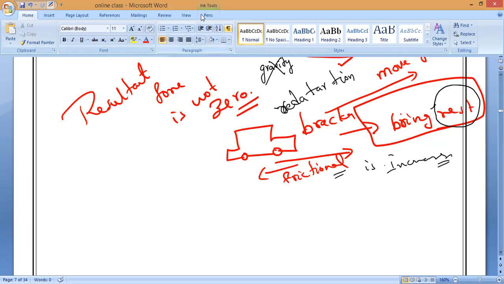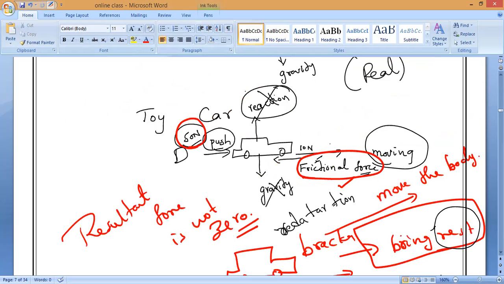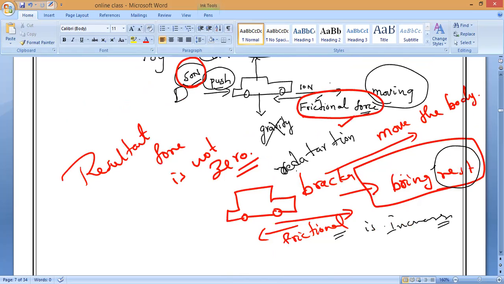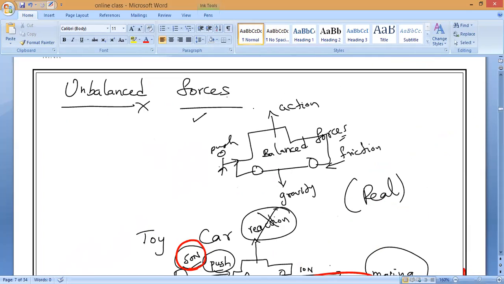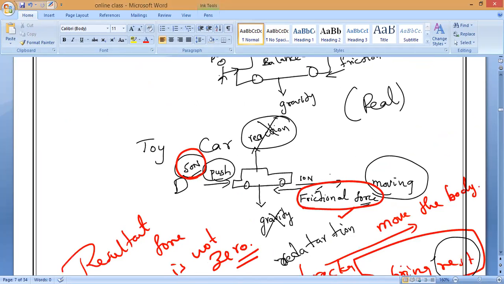So if you want to move a body which is at rest, then the applied force must be greater. If you want to bring a moving body to rest, then the frictional force or retardation force must be greater than that of the moving body. Do you understand, everyone? So in these cases, if you want to move the body, is it balanced or unbalanced forces, Mitakshri? It is unbalanced forces, so that a body can move or a body can be brought back to rest. That is what you have to remember.